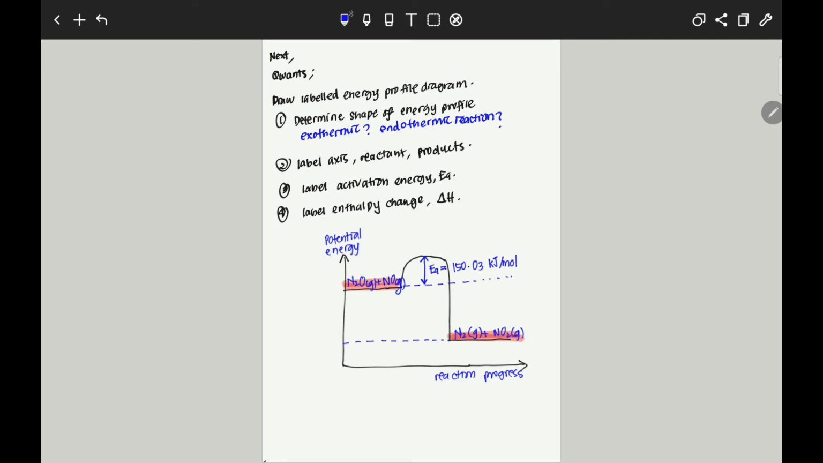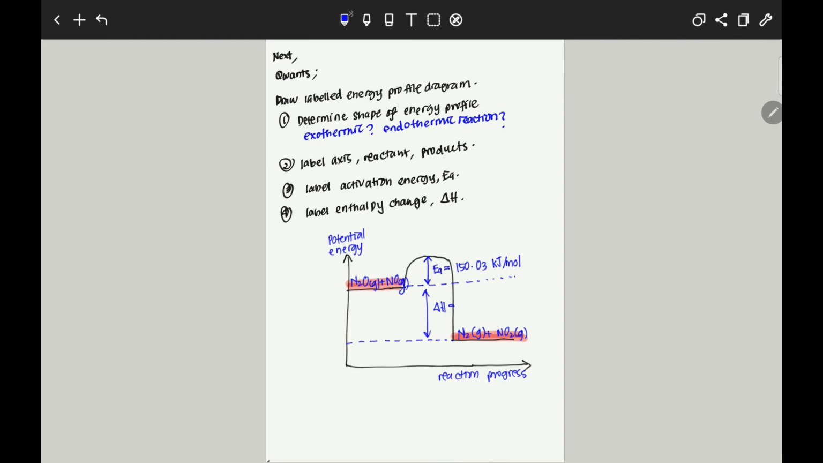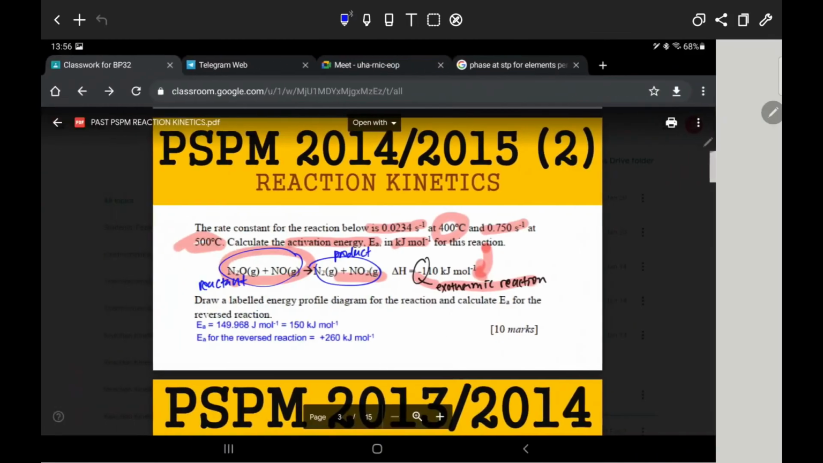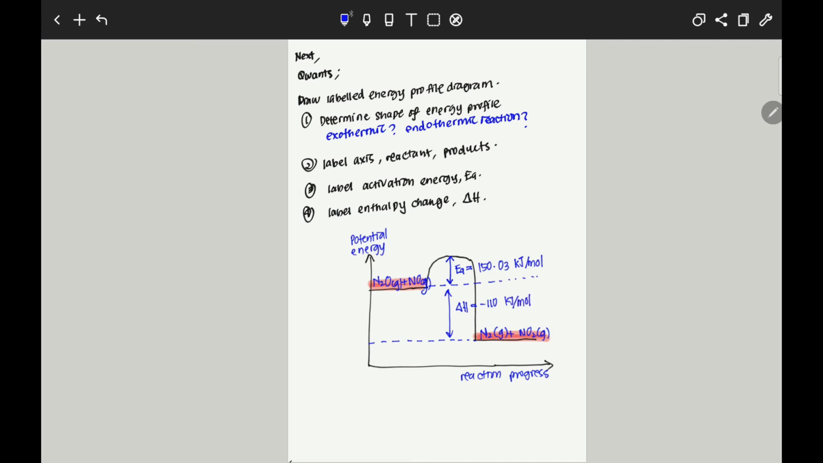And you have to label your enthalpy change. Enthalpy change here is from the first dotted line to the second dotted line. The enthalpy change was provided in the question, which is negative 110 kilojoule per mole. So this is our energy profile diagram for an exothermic reaction. So we're done for that.